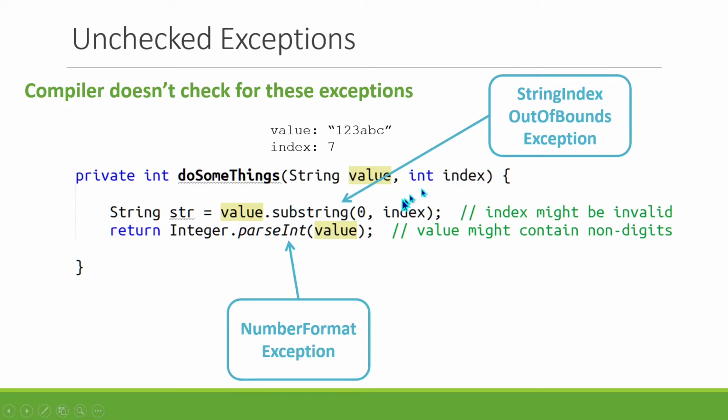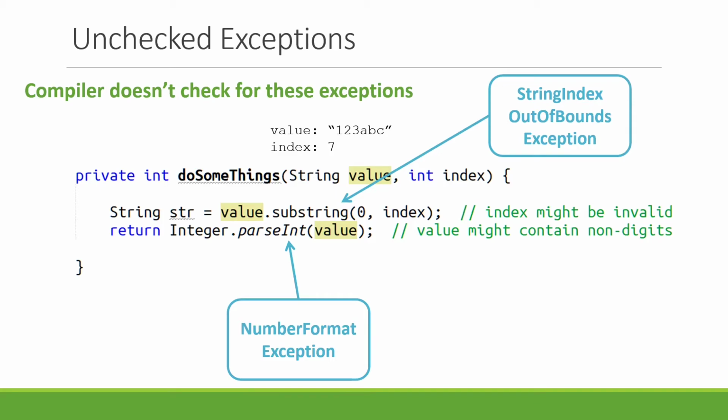So the problem here is that if I pass in valid values here, no problem at all. If I pass in invalid values, I'm going to get an exception, either string index out of bounds or number format exception. Why am I not getting compile errors like I did when I used scanner with a file object? That's because the compiler doesn't check for these exceptions.